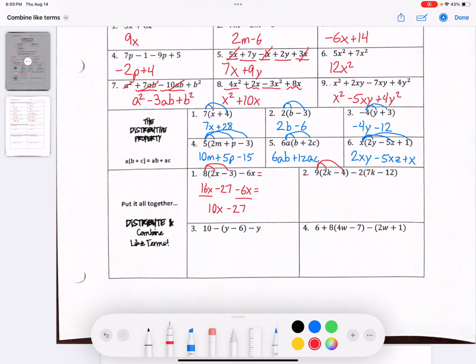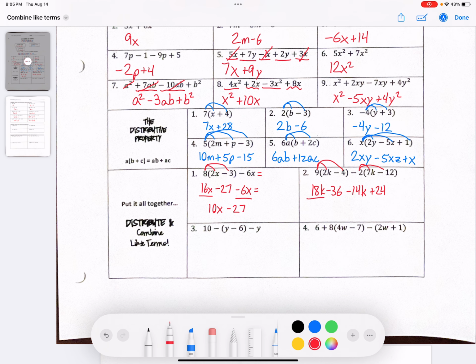Next one, we're going to distribute the 9. So 9 times 2 is 18. We keep the k. And 9 times negative 4 is negative 36. Then we do negative 2 times 7 is negative 14k. And then negative 2 times negative 12 is positive 24. So you got to be really careful with those signs.